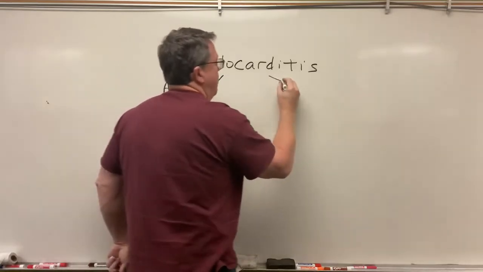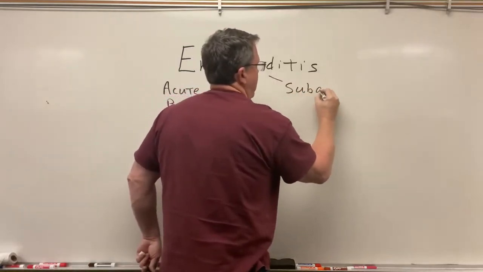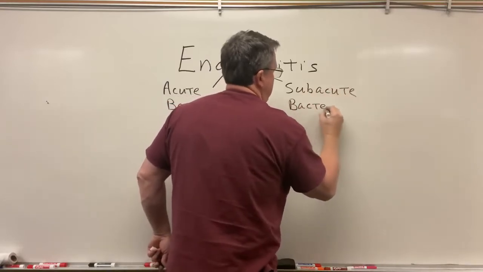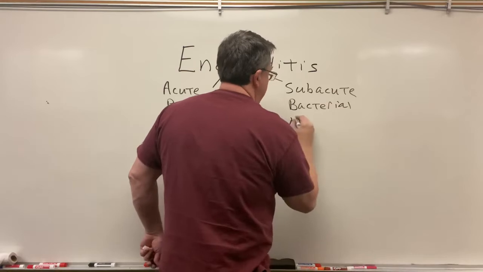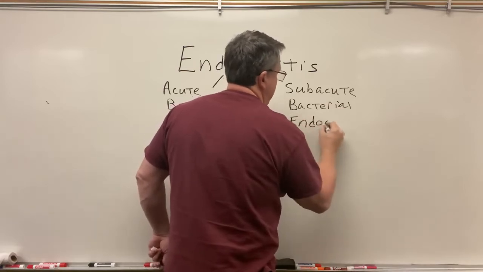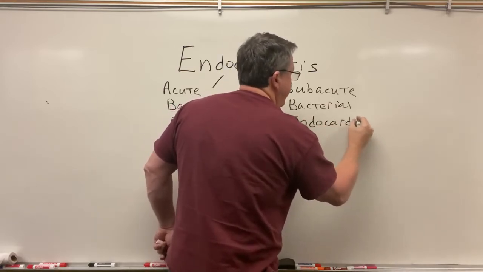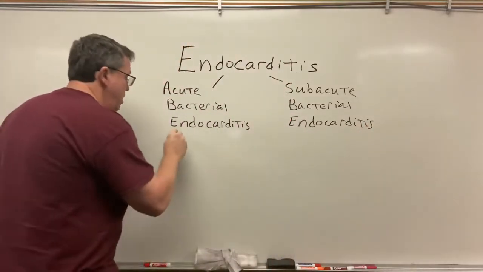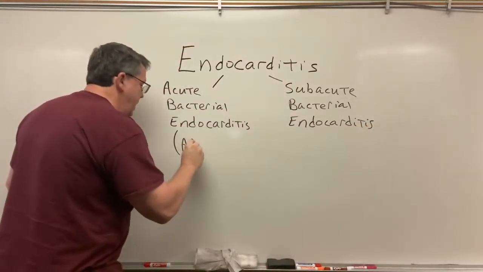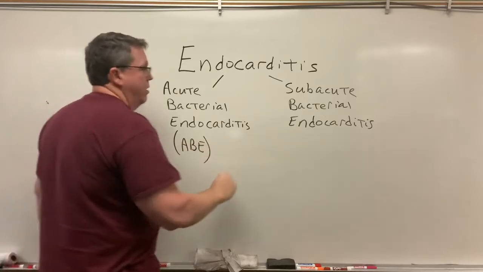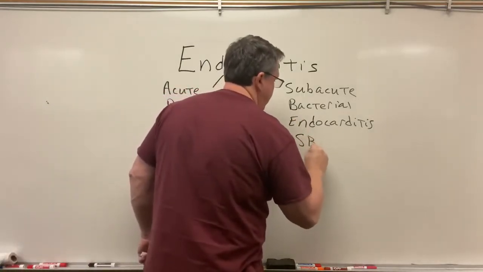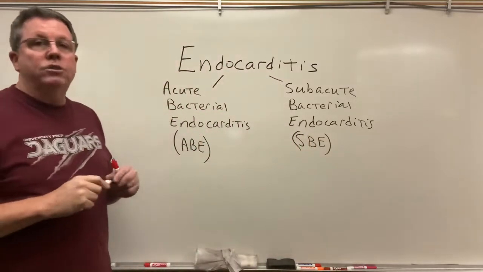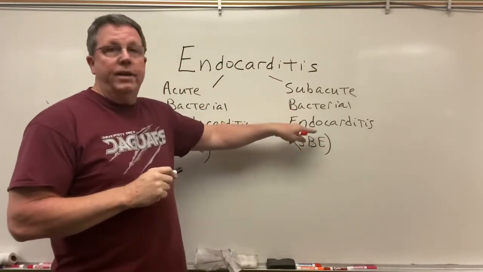So we have acute, and then we're going to have subacute bacterial endocarditis. And just really quick, we have abbreviations for these because, as people know, we don't like to write a lot in science. So we're going to call this ABE, and we're going to call this SBE. ABE and SBE.